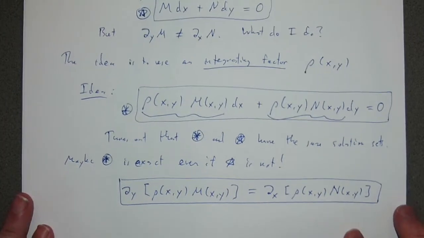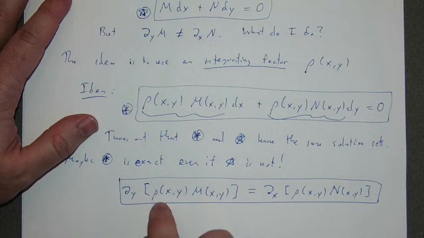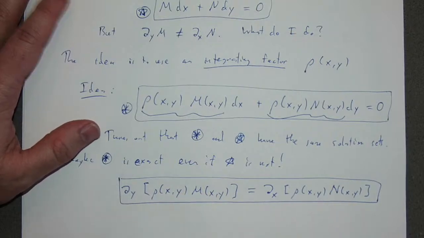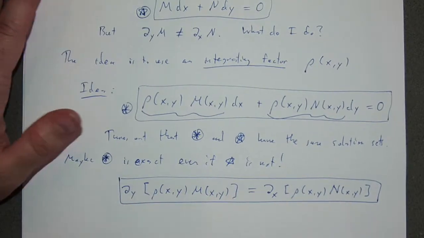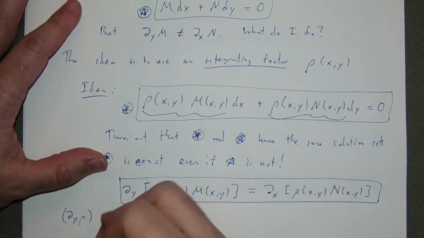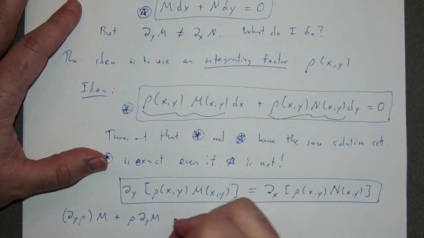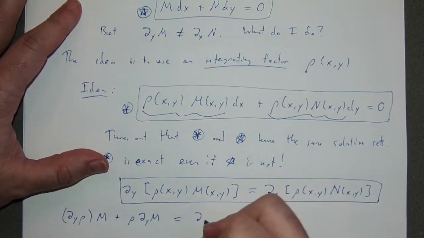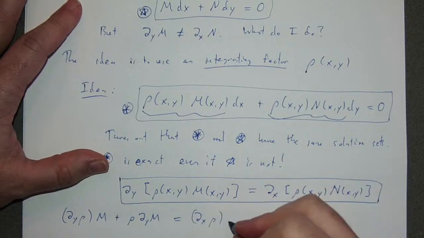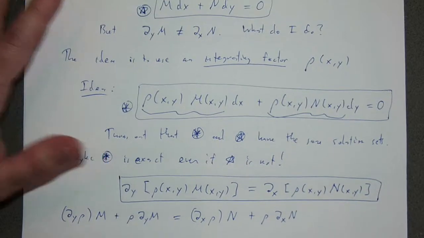But what does that mean? I need to use my product rule for partial derivatives here. So I have two functions, both x and y here. I need to take the y partial and x partial of this product. So there's a product rule. There's the y partial of rho times m plus rho times the y partial of m. That's the left-hand side, sorry. And that's equal to the x partial of rho times n plus rho times the x partial of n.